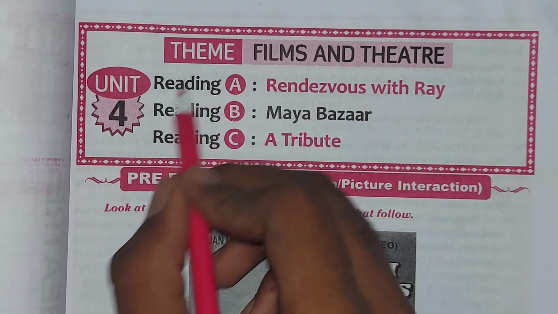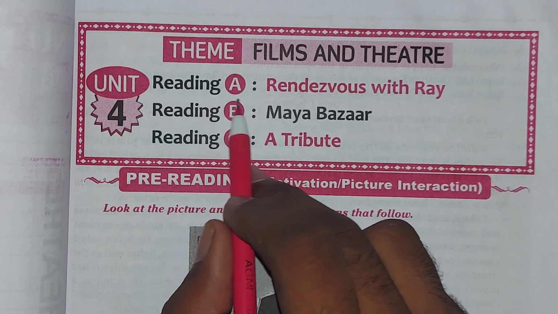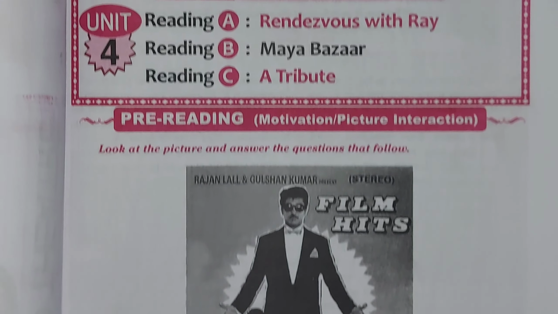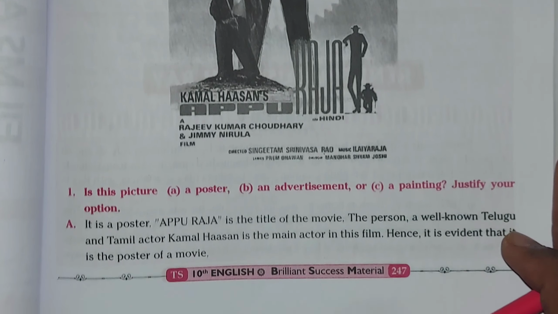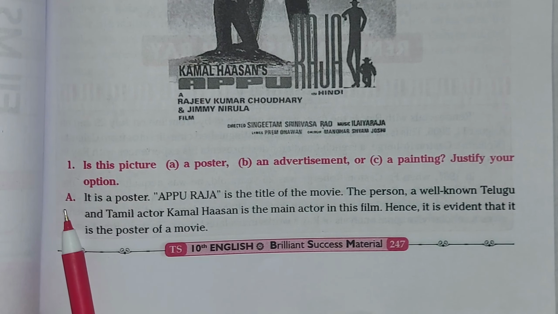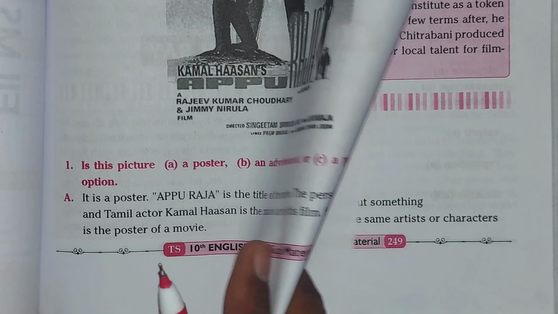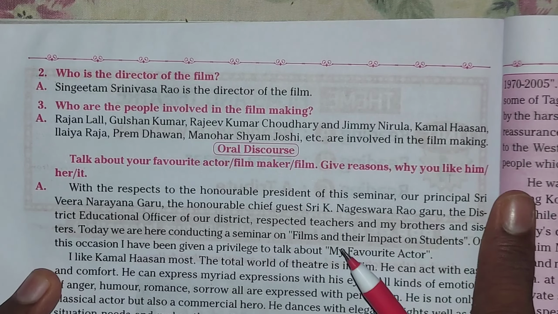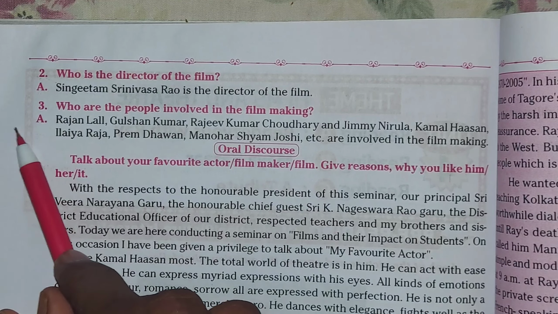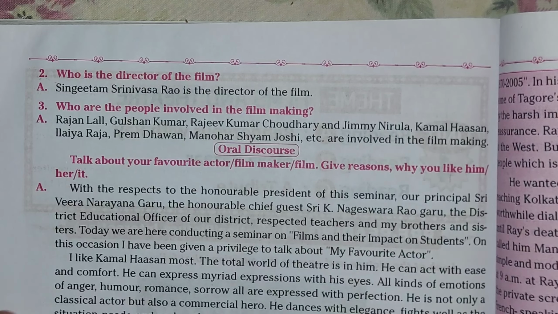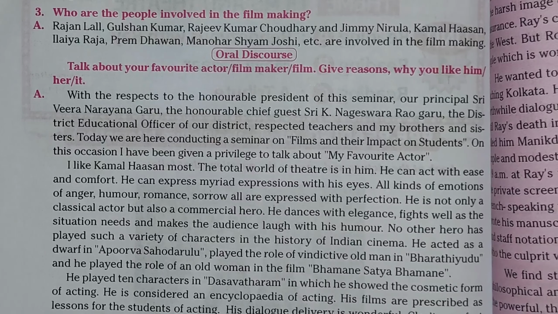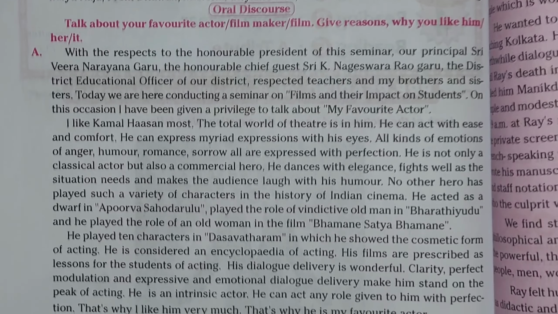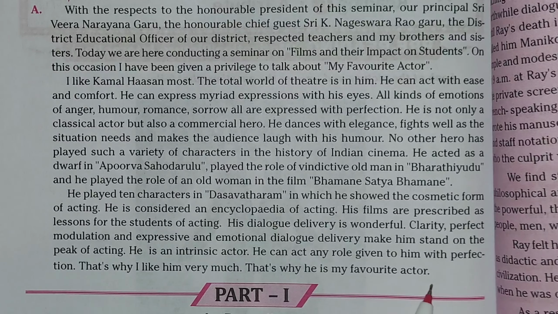So guys, you can see here, theme Unit 4, Family and Theatres, reading A. After that we have your textbook lesson, and after that we have your questions. Like this we have the first question and answer, starting from here and ending here. After that we have your second question, and after that the third one, and after that we have your oral discussion. Please check your textbook to see whether the questions are the same there or not. After that you can see your answer, up to here we have the answer.